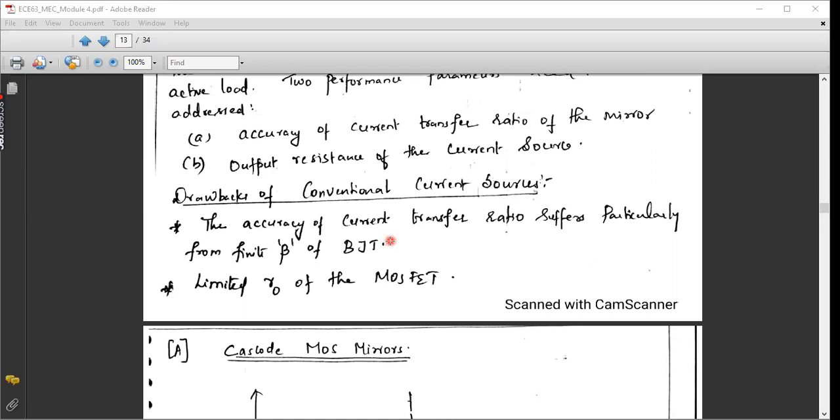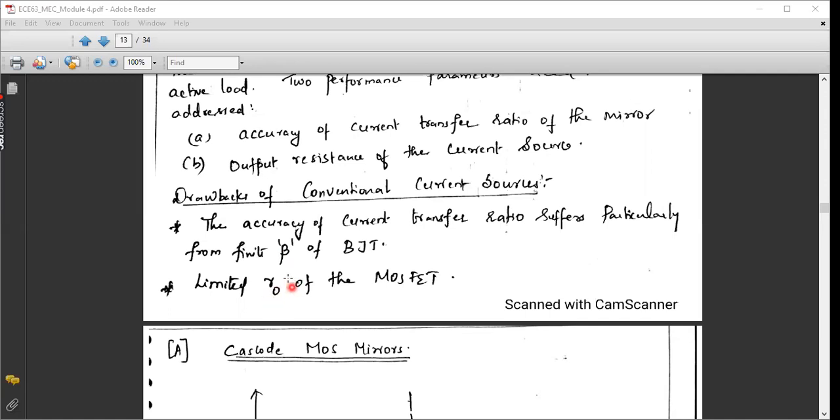That is one disadvantage. I'll be explaining this finite beta effect later in a very clear way, so at that time you'll be able to understand. But right now, just try to understand that if you see the conventional current sources, their current transfer ratio will not be 1:1. It will be very much different from 1:1. That is, it is not a current mirror. We can't achieve the current transfer ratio in a desirable way.